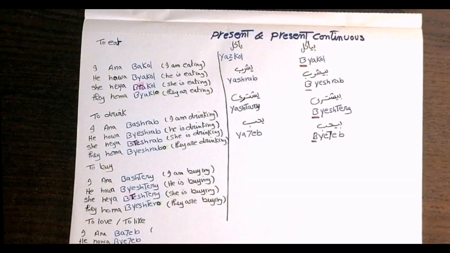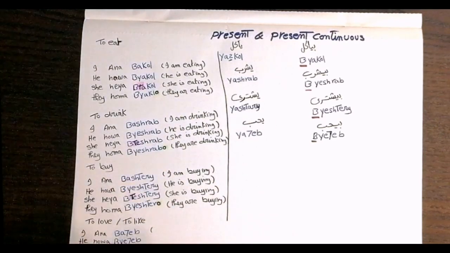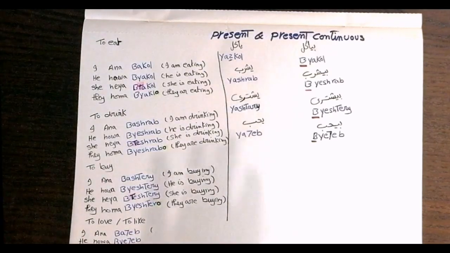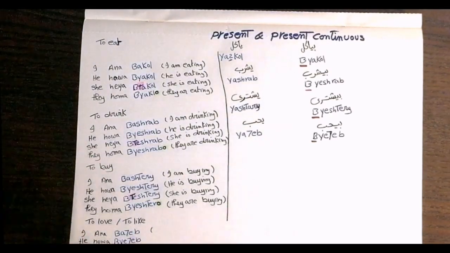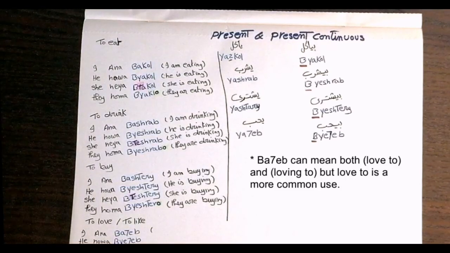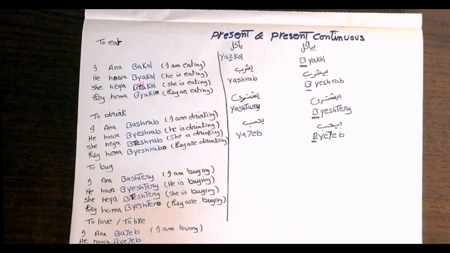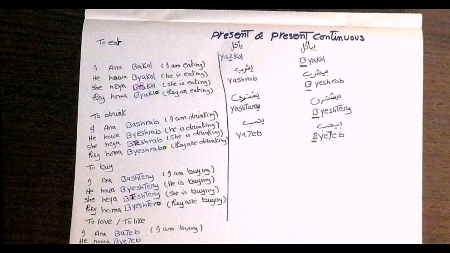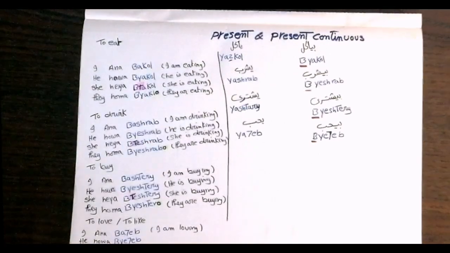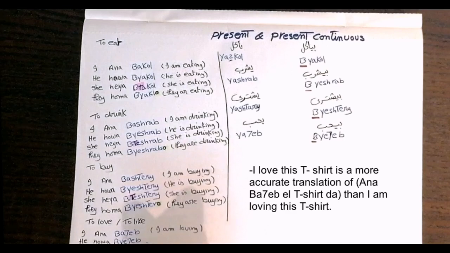So I just realized that أنا بحب is more like I love to rather than I'm loving something. So أنا بحب is I am loving, as in I'm loving this t-shirt, for example.